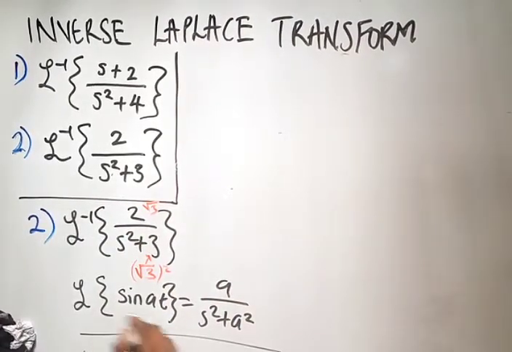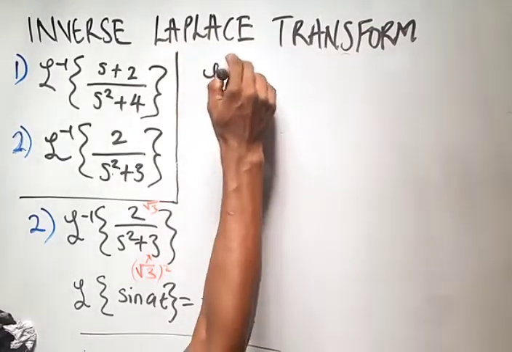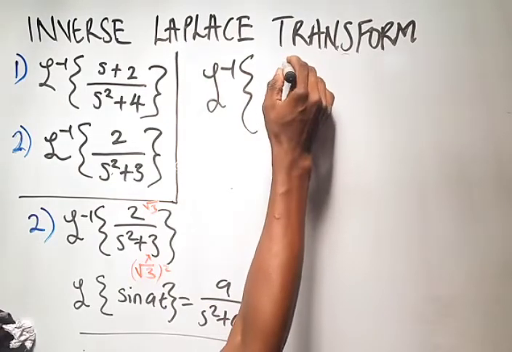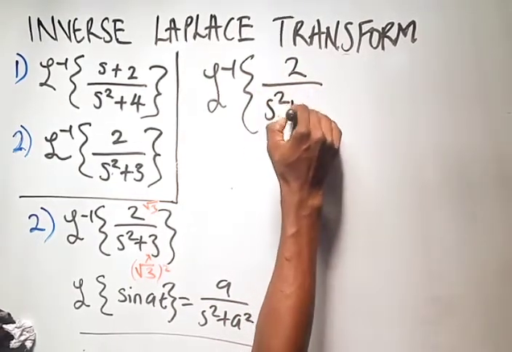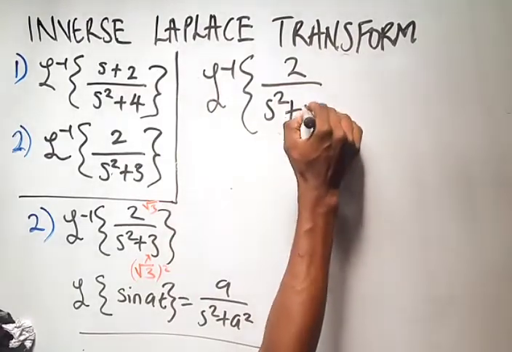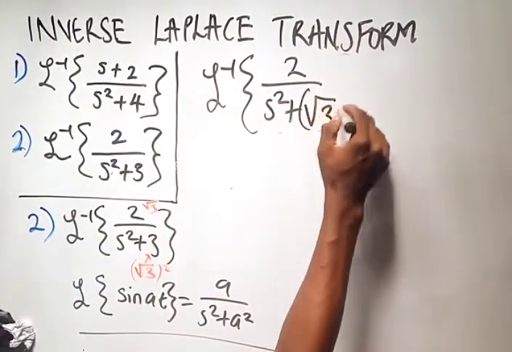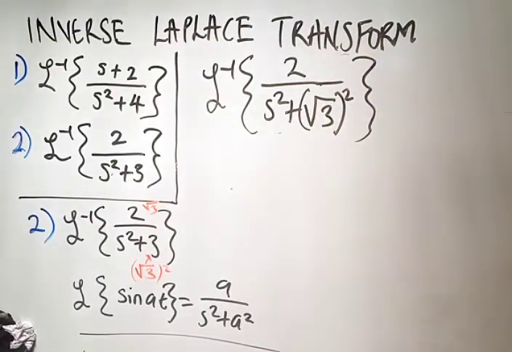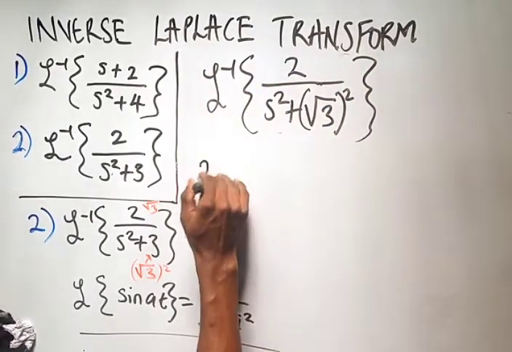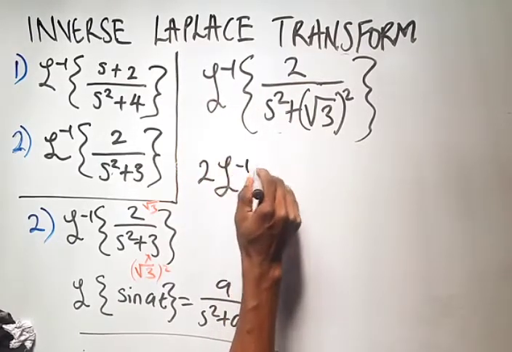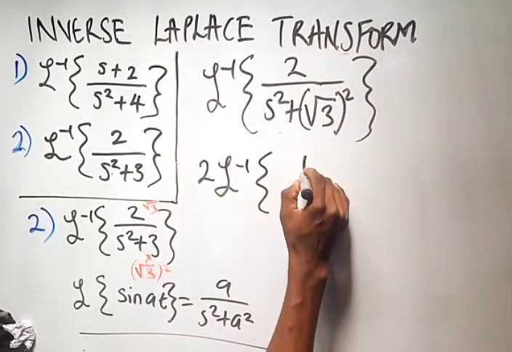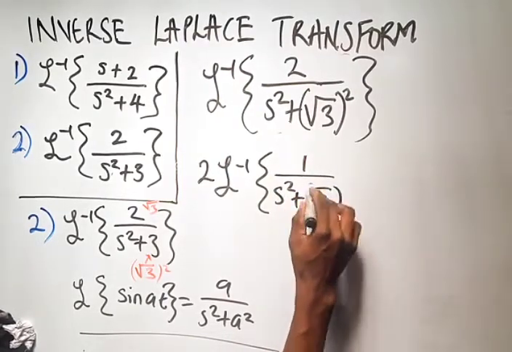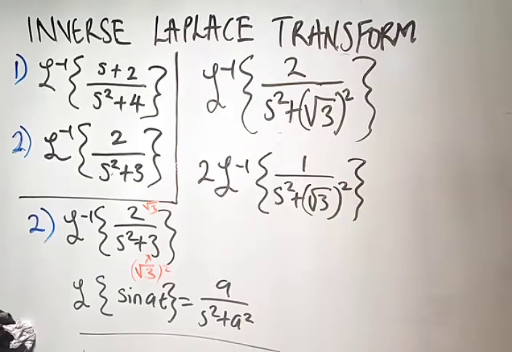From here we're going to have the Laplace inverse of 2 over a squared plus, now this 3, I can write it as square root of 3, and now square that. Then I will take the 2 to the front, like I said: 2 times the Laplace inverse of 1 over a squared plus square root of 3 squared, and that is it.